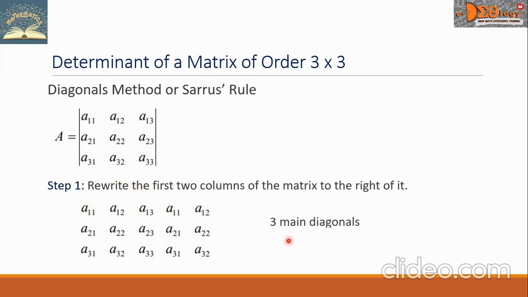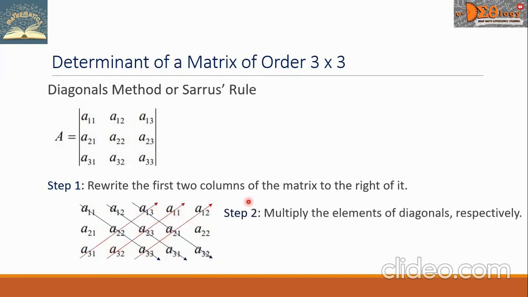Take note that there are three main diagonals here, and these are the diagonals. Also, there are three secondary diagonals. These are the diagonals in red. Step 2 is we will multiply the elements of diagonals respectively. Take note that the product of main diagonals are all positive, while the product of the secondary diagonals are negative.